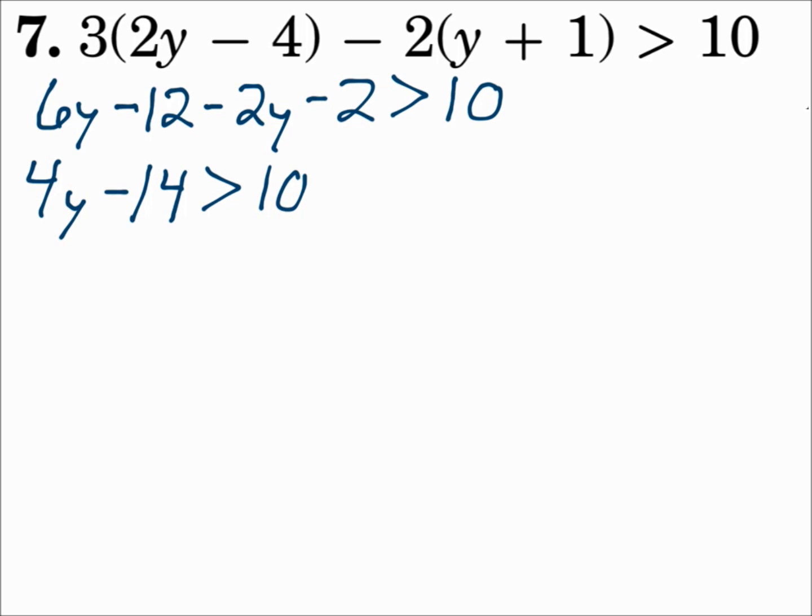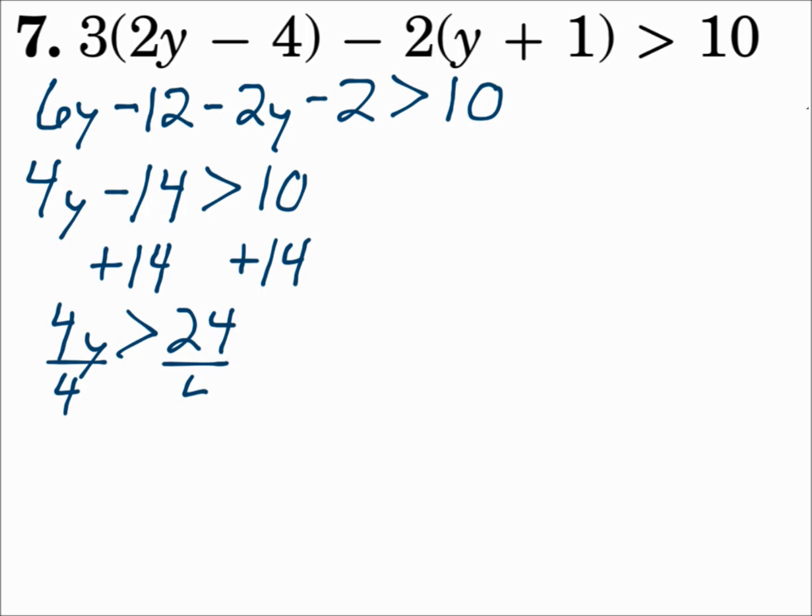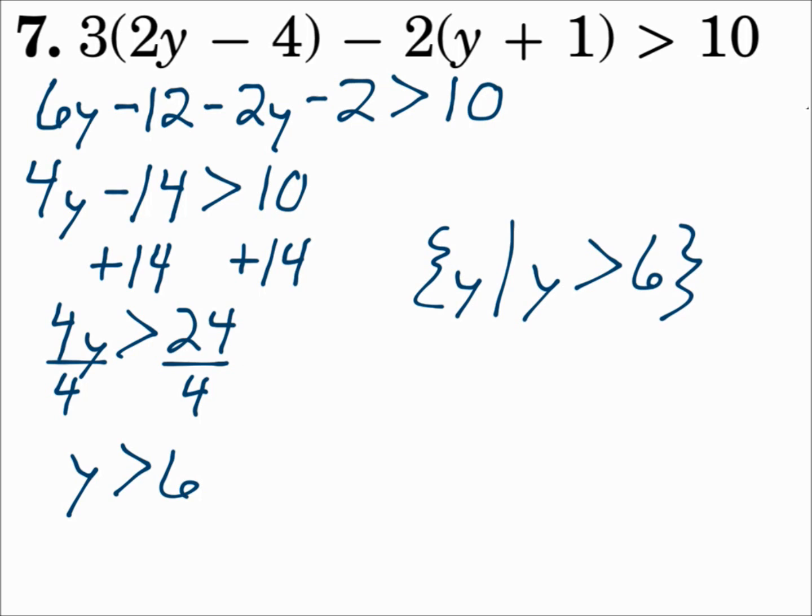Add or subtract now. The y's are all on one side. Let's move the constants. The 14 is being subtracted, so do the opposite and add 14 to each side. That gives you 24 on the right. Finally, divide both sides by 4, and y is greater than 6. All y such that y is greater than 6.